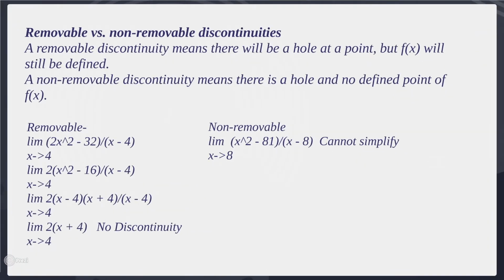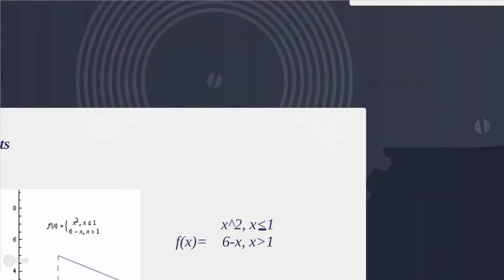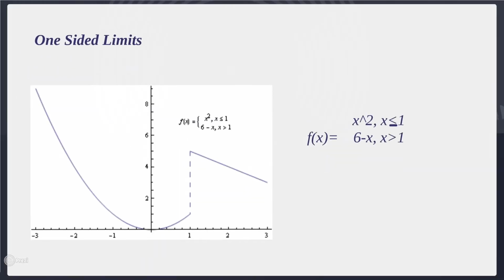A removable discontinuity means there will be a hole at a point, but f of x will still be defined. A non-removable discontinuity means there will be a hole, but no defined point of f of x. A limit can only exist if both the right and left limits are equal to each other.